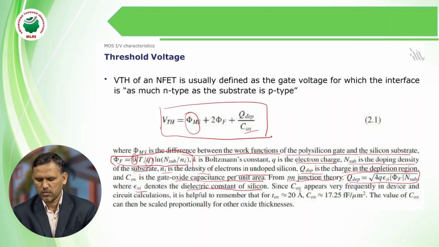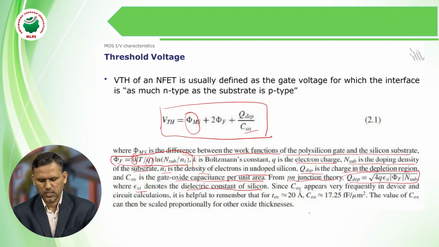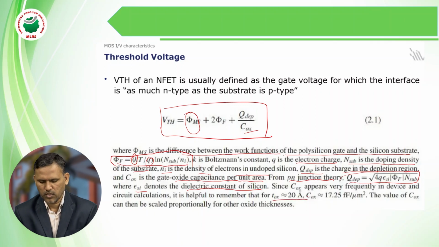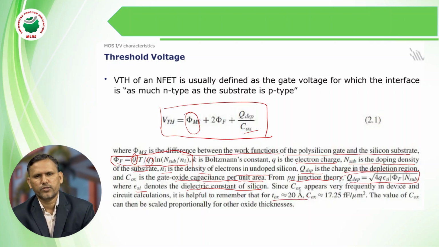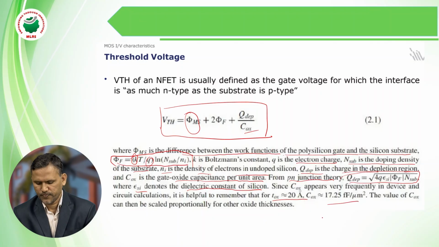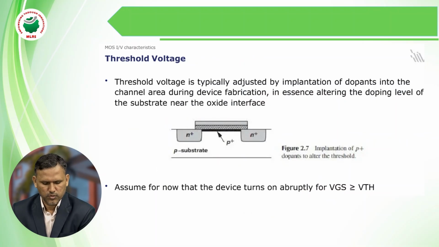Since COX appears very frequently in the device circuit calculations, it is helpful. TOX is the thickness of the oxide layer, approximately equal to 20 angstroms, and COX is 17.25, and the value can be considered with respect to the oxide thickness. So this is about the threshold voltage.